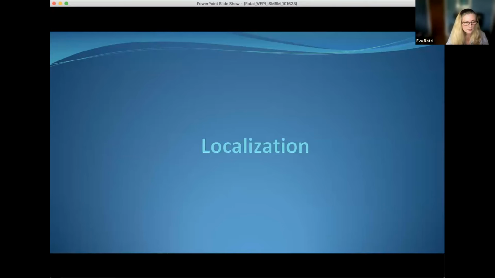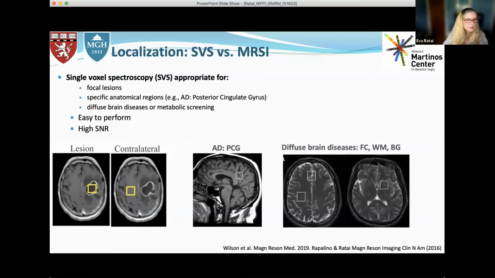So talking about localization, spectroscopy can be done with either single voxel spectroscopy or multi-voxel spectroscopy. Single voxel spectroscopy is appropriate if you have focal lesions where you place your voxel in the lesion and on the contralateral side, or if you already know what your anatomic region is that is mostly affected. And often when we do metabolic screening, we place voxels in the frontal cortex, white matter, basal ganglia. It's easy to perform and results in high signal-to-noise ratio.